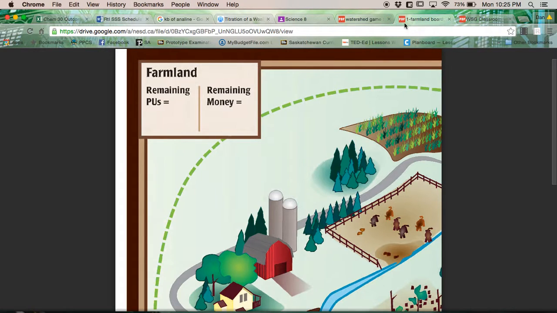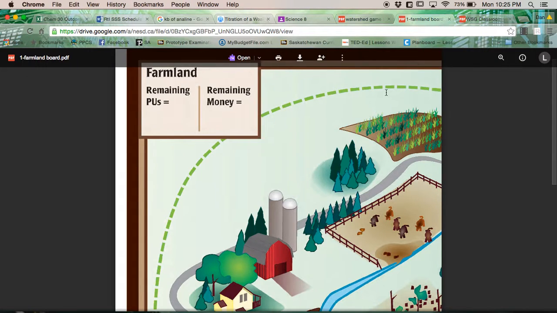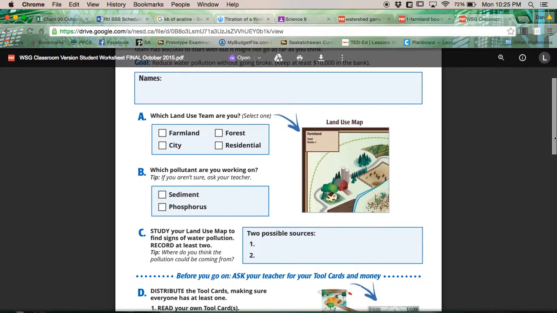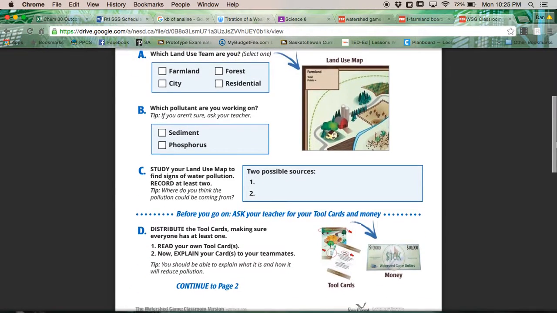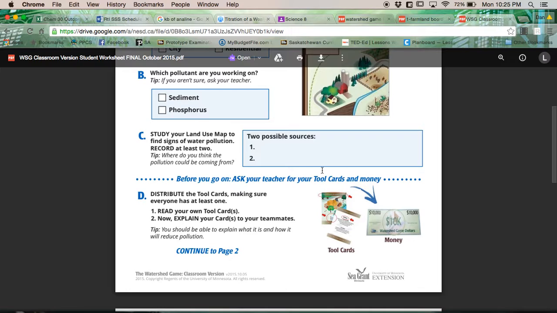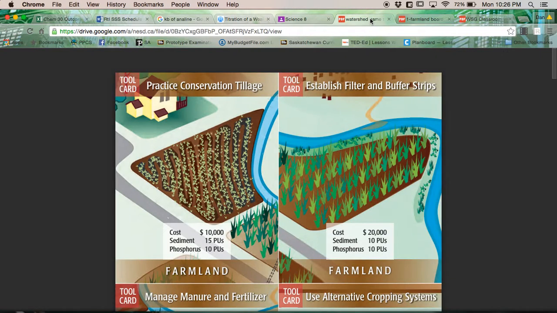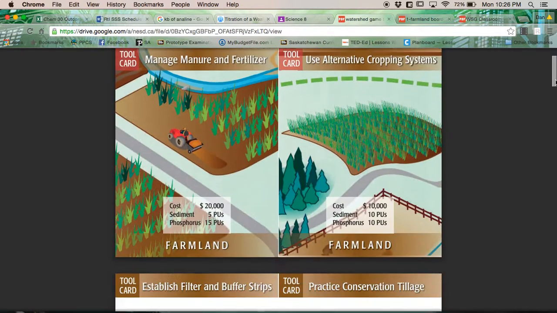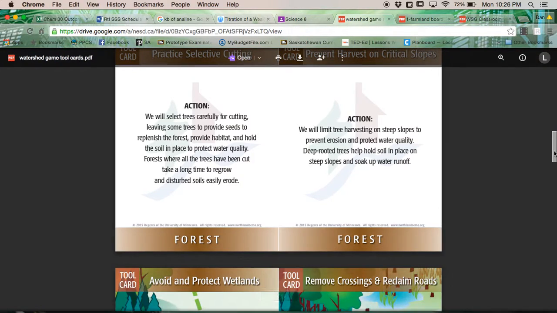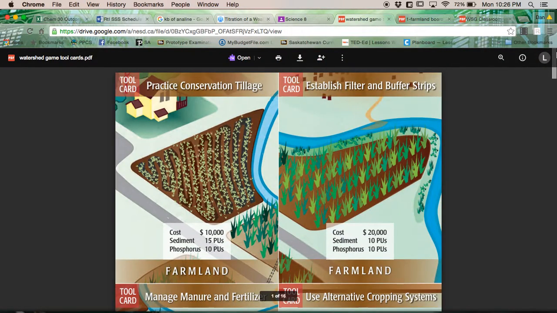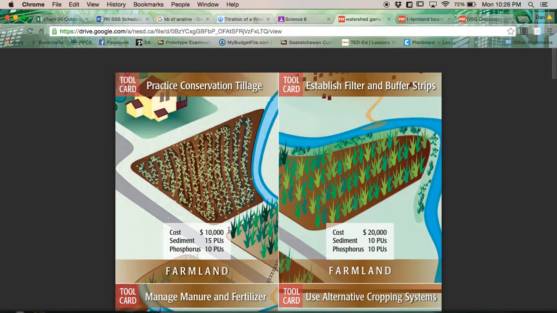The next step you're going to do after you've identified the sources is read your tool cards. So again, go back to Google Classroom and it'll say Watershed Game Tool Cards. You'll open that, and it will provide the tool cards for all of the land uses. So what you need to do is find your land use. So here I'm farmland again. These are my tool cards.